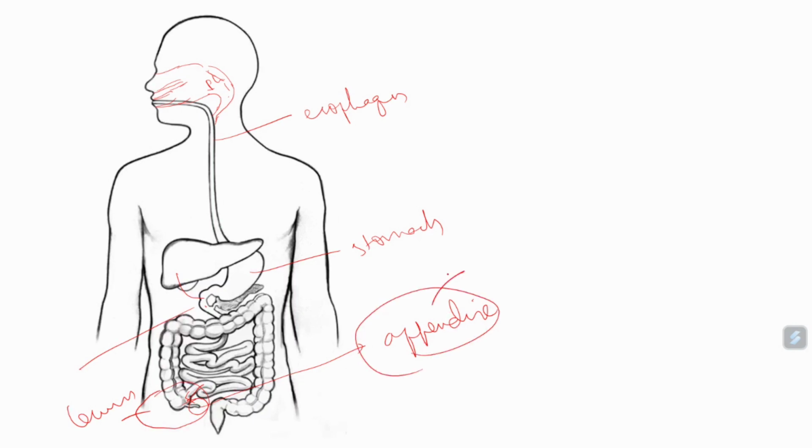In some cases, if the appendix is not removed, it will rupture, and it will again cause complications, and it will cause severe gastric-related, peritoneal-related infections. And okay, we'll discuss all those things some other time.